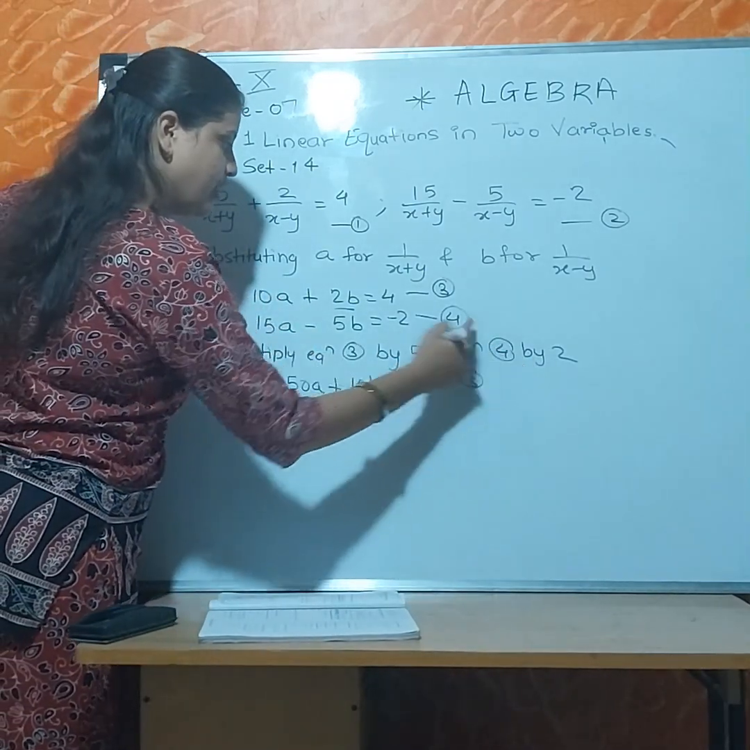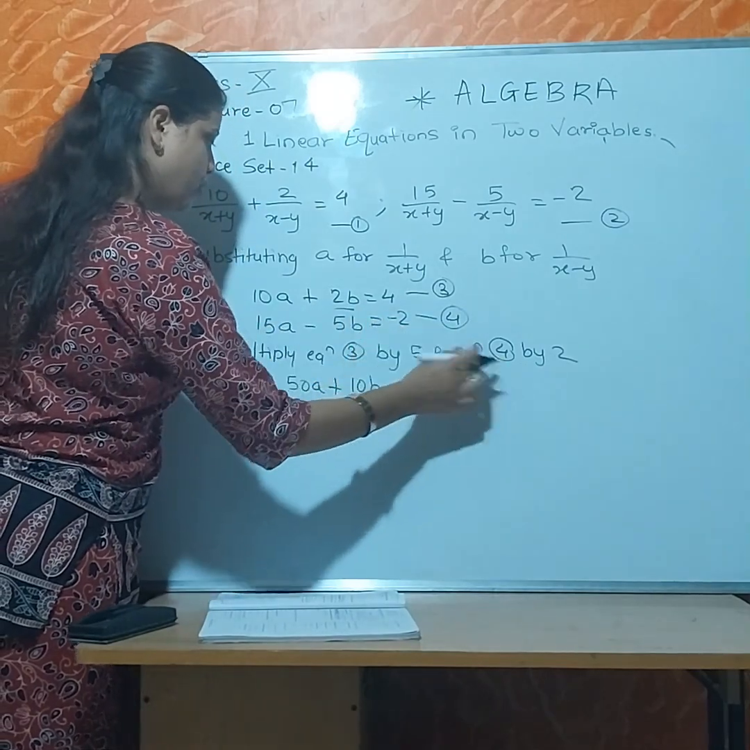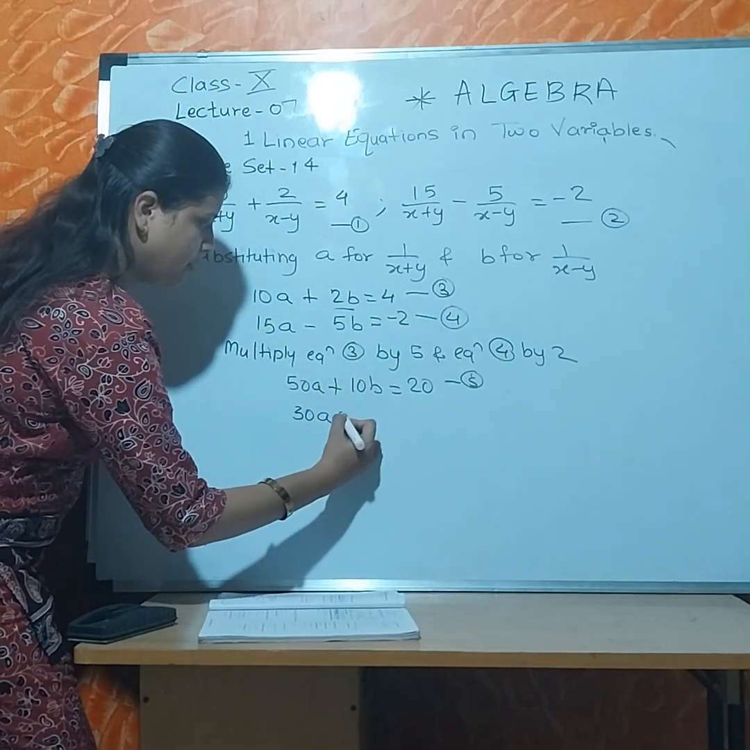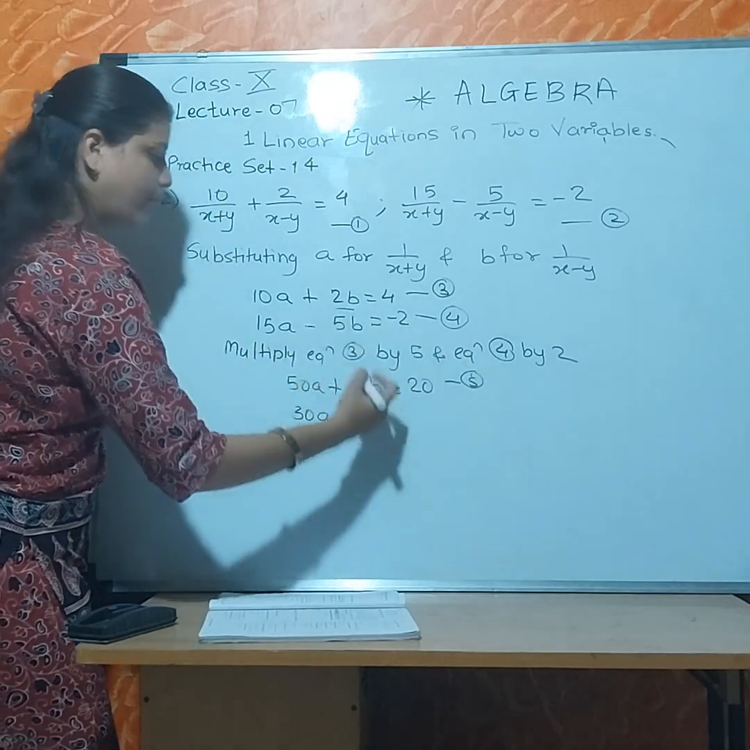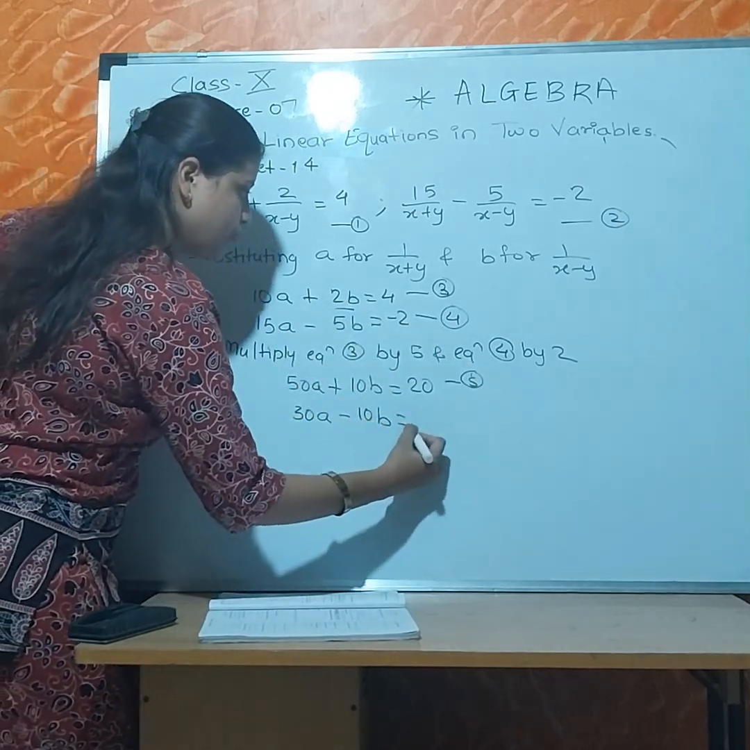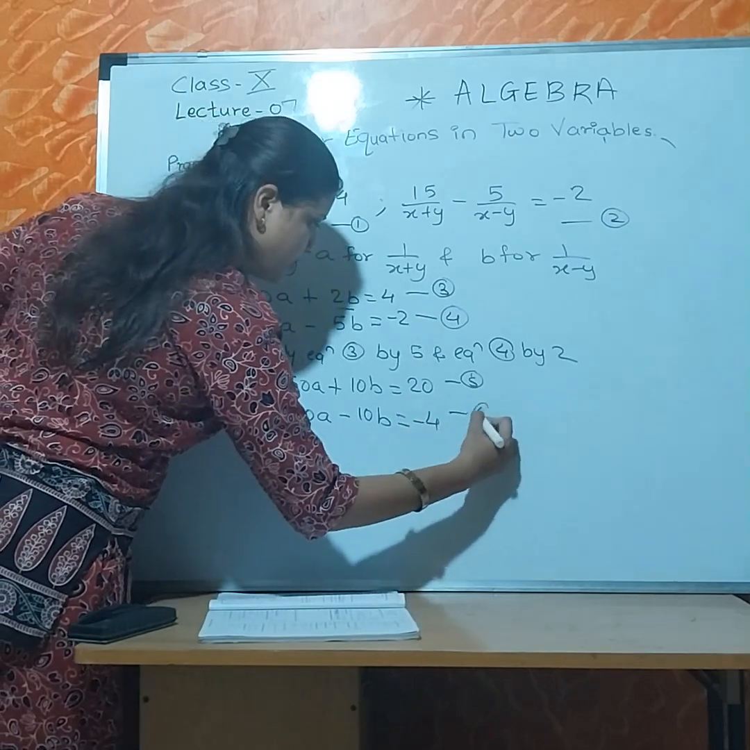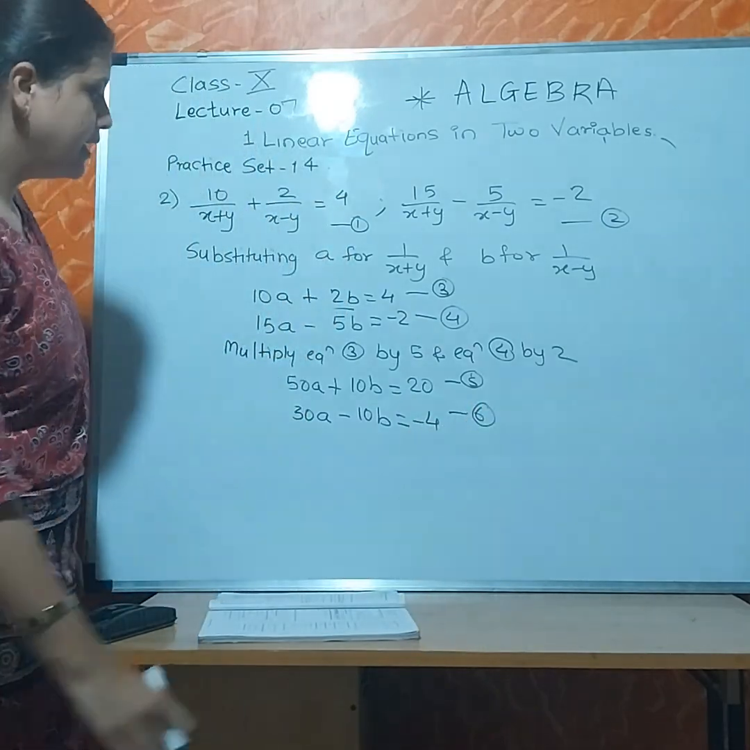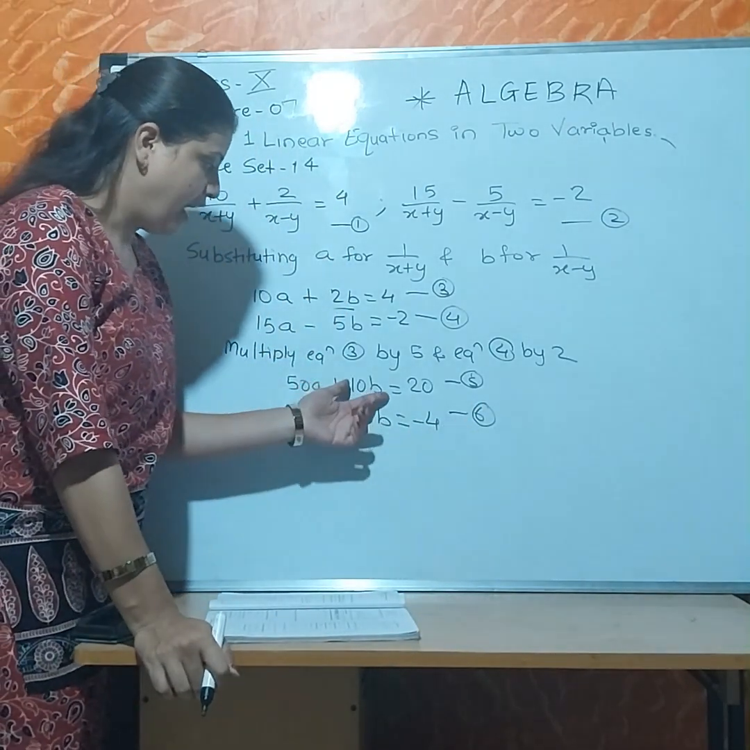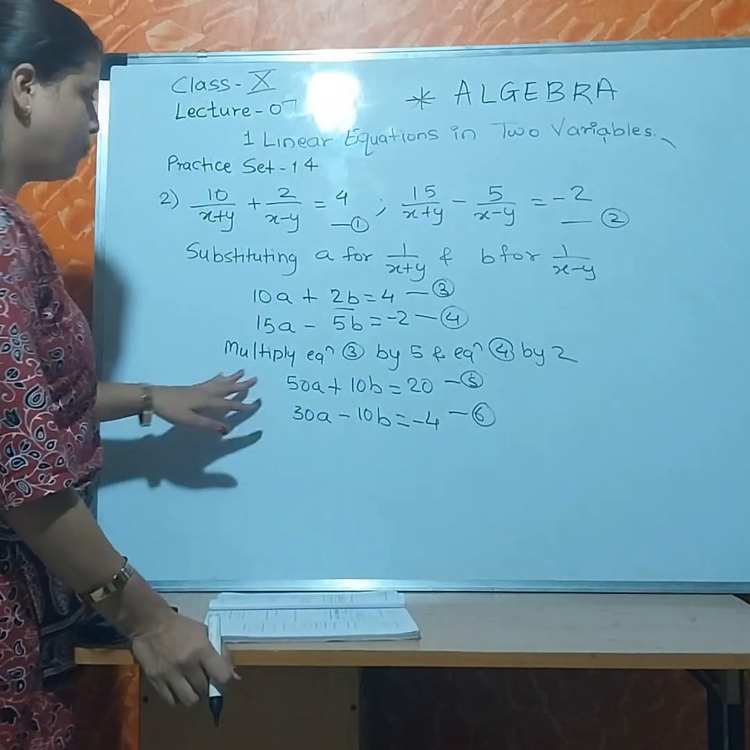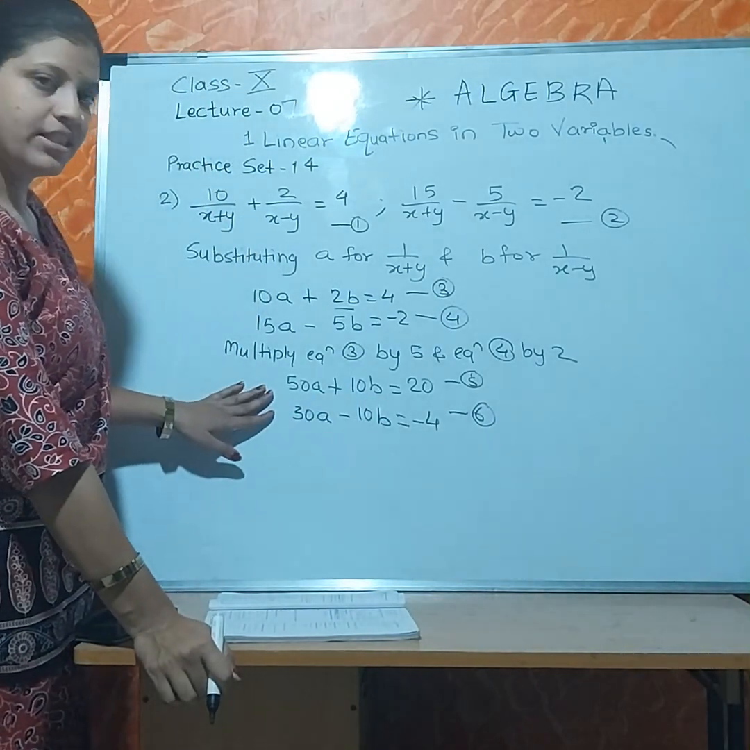So what is equation number 4 here? This. So 2 into 15, 15 2s are 30a minus 5 2s are 10b is equal to 2 2s are 4, but it is minus. So minus 4. This is equation number 6. Understood? We have made these coefficients of b equal. Now we have to perform the addition or subtraction here.